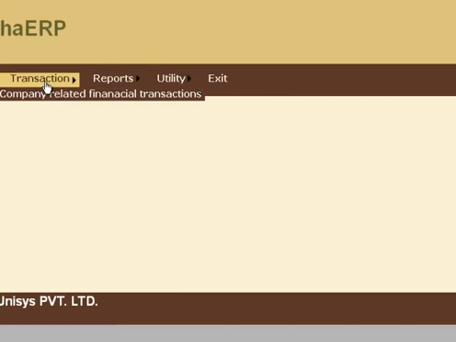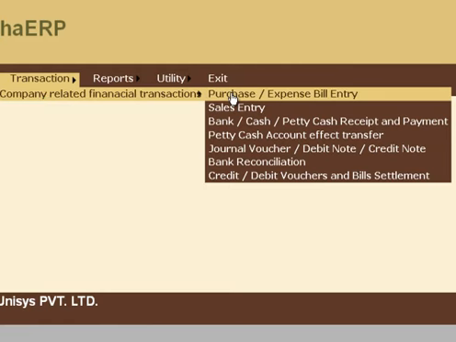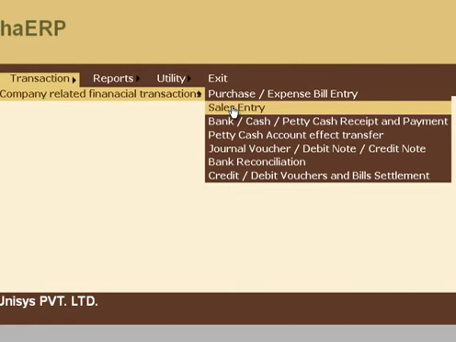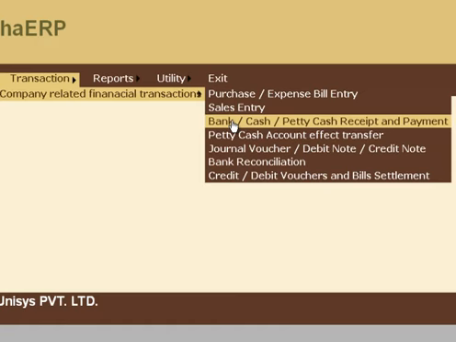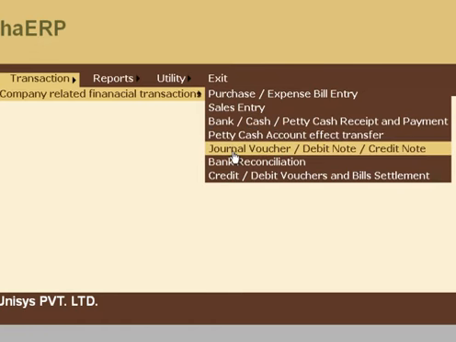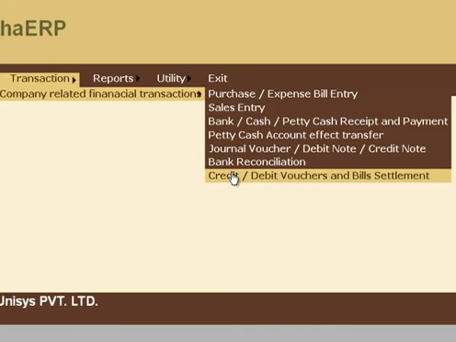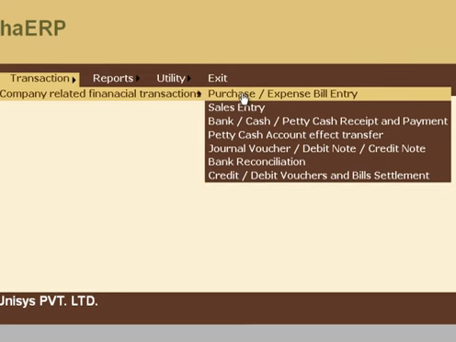The second menu is transaction. In transaction, we have company related financial transaction, purchase or expense bill entry, sales entry, bank cash, petty cash, receipts and payments, petty cash account effect transfer, journal voucher, debit note or credit note, bank reconciliation and credit or debit vouchers and bill settlement. Now we will see purchase or expense bill entry.